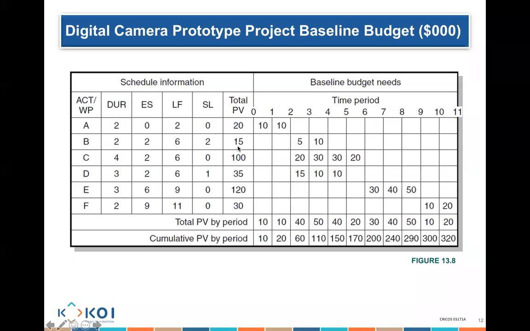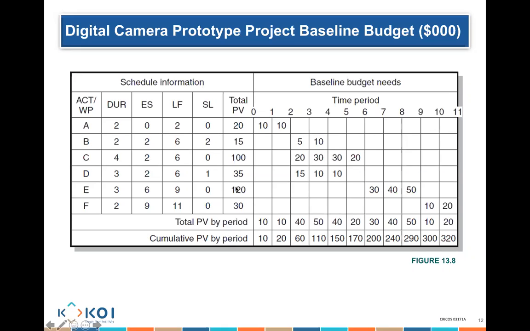Activity B, overall, is going to cost me 15. I'm going to earn $5 worth of it, so I'm going to earn 33% of the work in period 2 to 3. And I'm going to earn the remaining 66.6% of the work in period number 3 to 4. Same thing for C, D, E, and F.